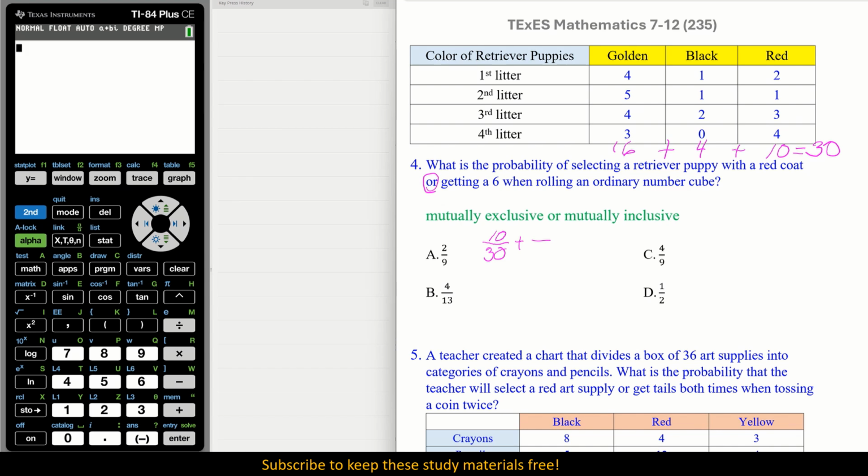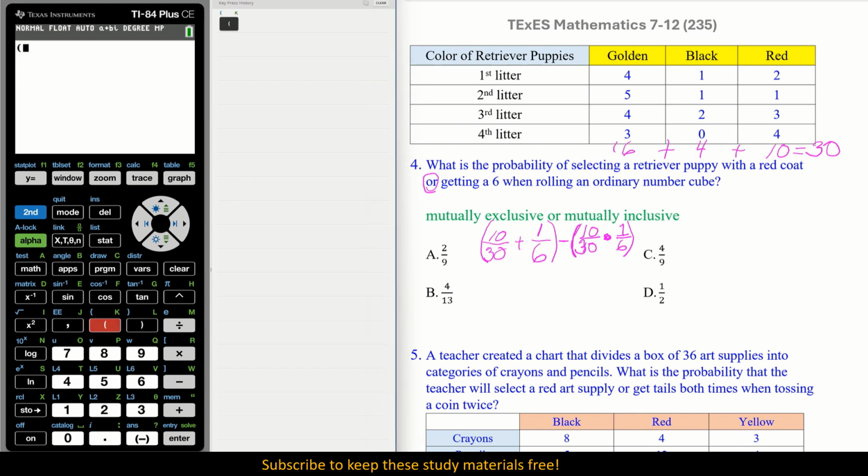Okay, then we have an or situation, so we're going to add. And then it says getting a 6 when rolling an ordinary die. Well, there's 1 6 out of a total of 6. Okay, now we have to take that and subtract the probability of repetition. Okay, so I'm not going to reduce this. I'm going to leave it like it is. We're going to have to say 10 out of 30 times 1 out of 6. Okay. All right, let's put that in the calculator and see what we come up with.